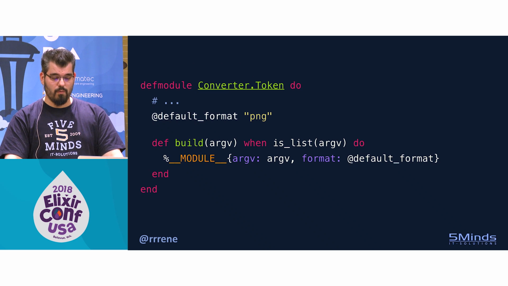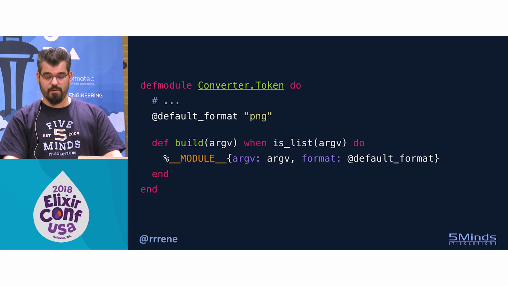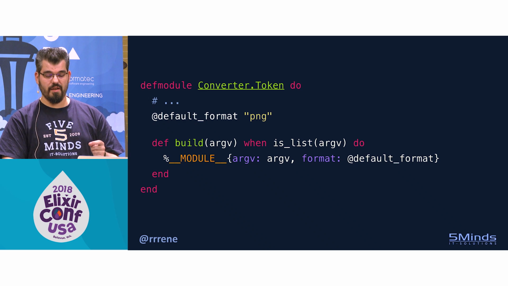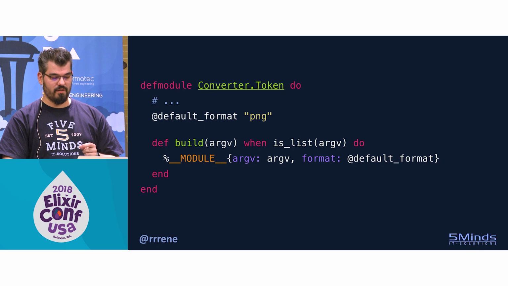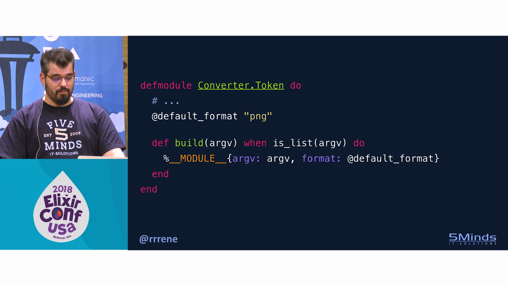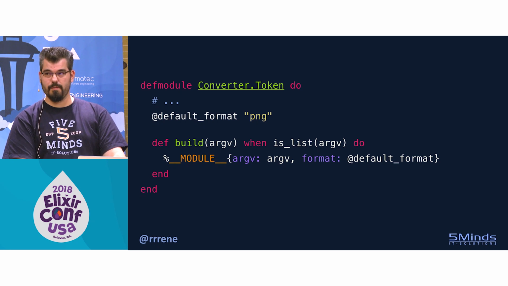You will always want to have a build function in your token API because this way you can ensure that the token you create is valid from the start. In our example, we want to make sure that the argv field is always a list, which we do with a guard, and we always want to put a default image format.